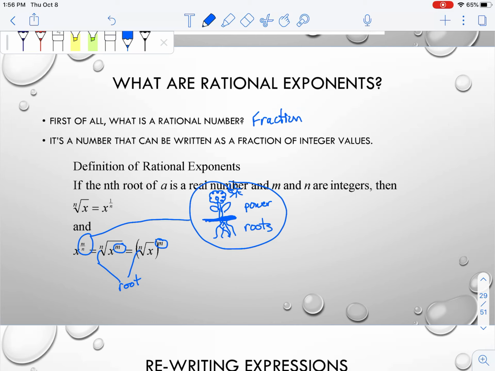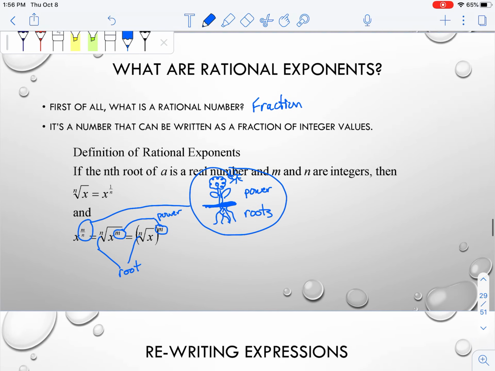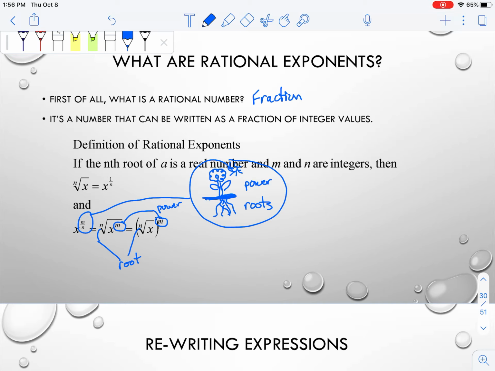So whether that m is raised underneath the radical, or it's outside, it doesn't matter, they're both equivalent. So it's essentially power over root, and you just think of any plant and the roots under the ground. It's a really quick and easy comparison to know what's the numerator?